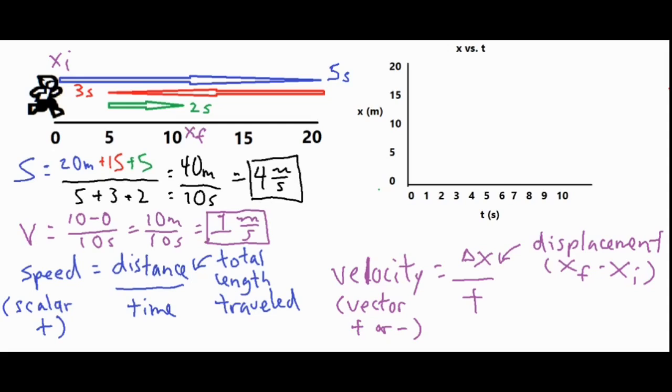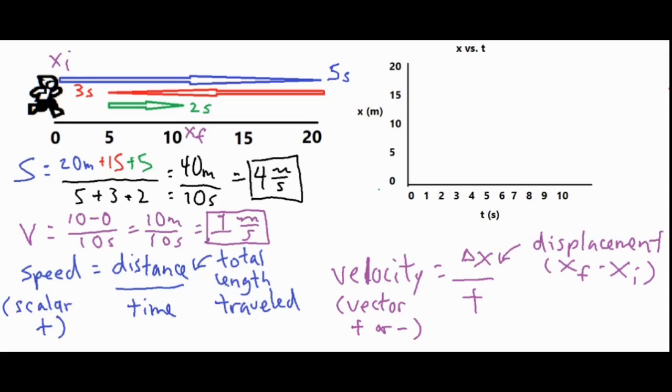Okay, now why are those values so different? One of them is a good gauge of how fast the person is actually moving. That would be the 4 meters per second. So if you are actually seeing the person in motion, they're running on average about 4 meters per second the entire time. Okay, so that's how much length they're covering per second.